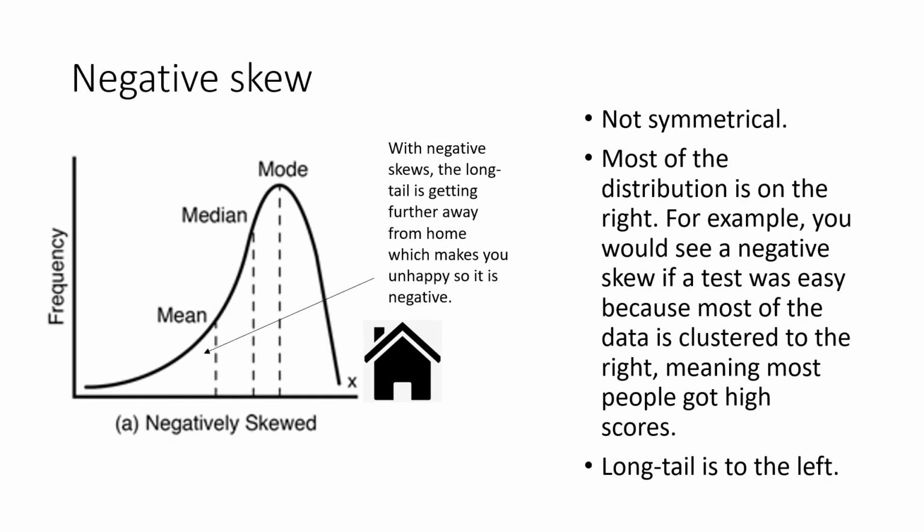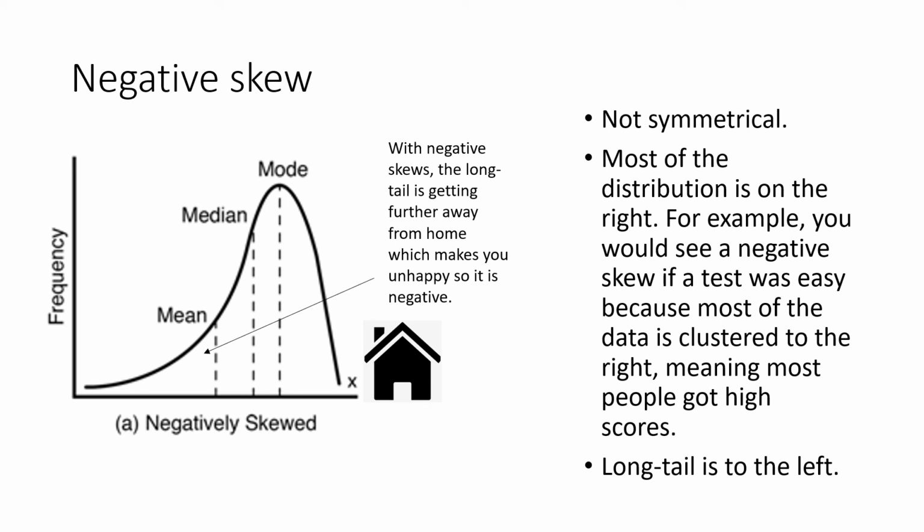If you look at the negative skew, you can see that I've got a house on that x-axis still, and this time it's negative because the long tail is going away from that house, so you're getting further away from home. So that's one way to remember it. Or you could think of that tail as going into negative numbers, and so it's negative.